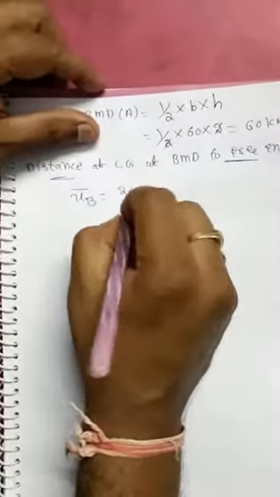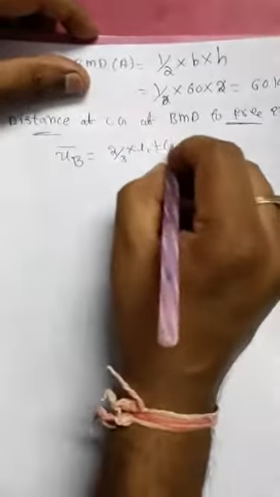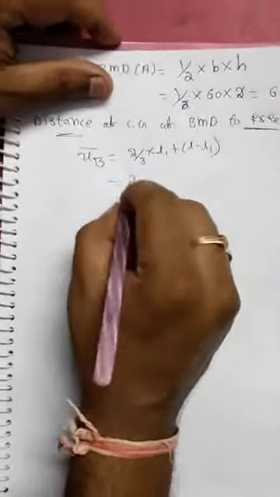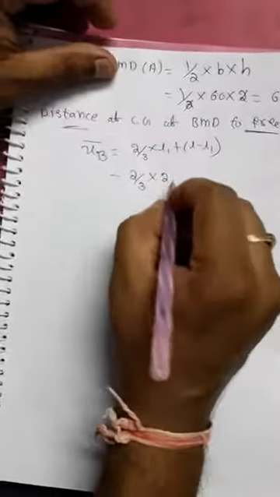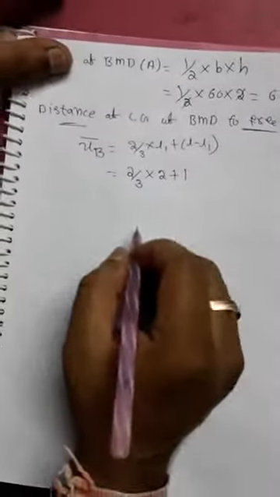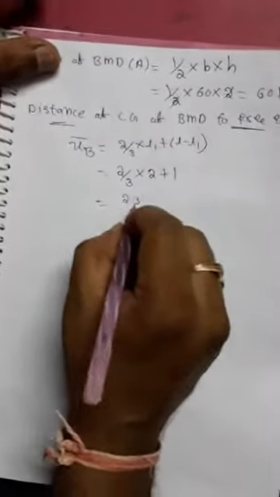the distance from B to the center of gravity. The distance from C equals 2 by 3 into L1. So the distance from B equals 2 by 3 into L1 plus L minus L1. That is 2 by 3 into 2, L1 equal to 2, plus L minus L1 equal to 1. So the answer is 2.33 meters, because the distances are substituted in meters.